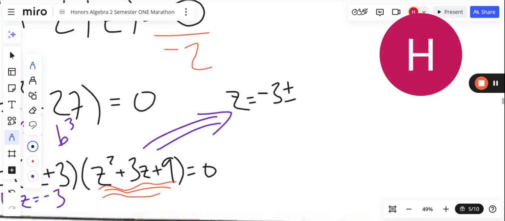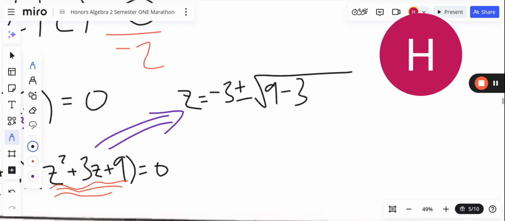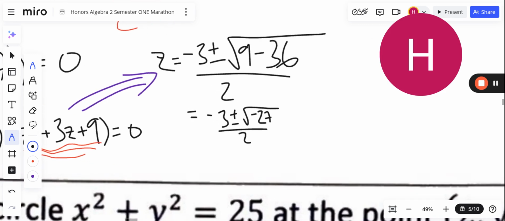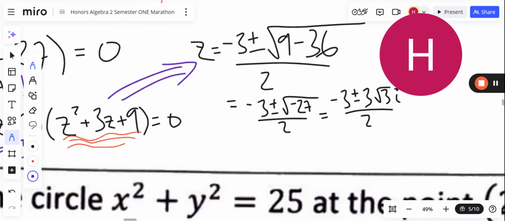You'll see that we end up with a negative inside of the square root. So b squared minus 4 times 1 times 9, there's your negative, all over 2 times 1 gives us negative 3 plus or minus square root of negative 27, which is going to require us to call this i, negative 3 plus or minus 3 root 3 i over 2. So our other values are z equals negative 3 plus 3 root 3 i all over 2, and also z equals negative 3 minus 3 root 3 i all over 2.